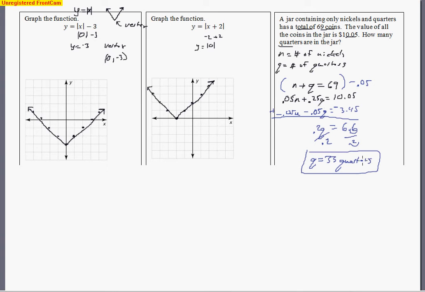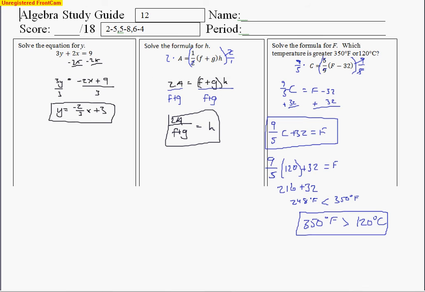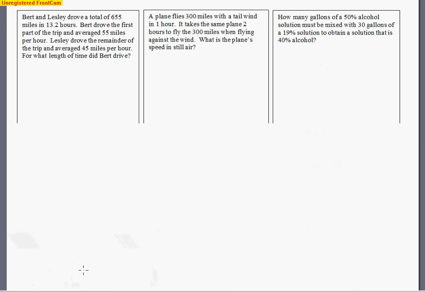So moving on to the next set of 3 problems, here it says that Bert and Leslie drove a total of 655 miles in 13.2 hours. So those are both totals. And so it says Bert drove the first part of the trip, averaged 55 miles an hour. Leslie drove the remainder and averaged 45 miles an hour. Okay, so here's what we want to do. Find the length of time Bert drove. So let's come up with some variables.